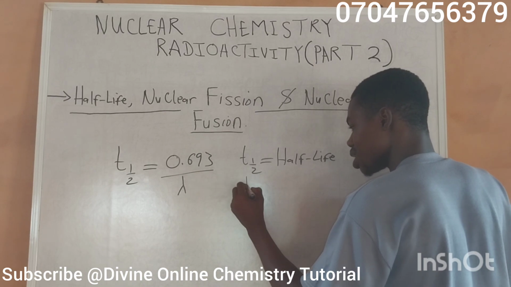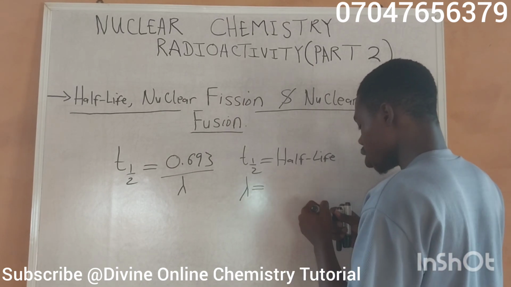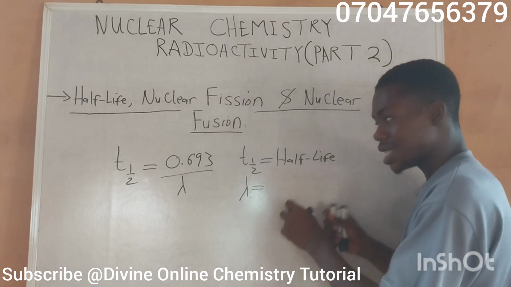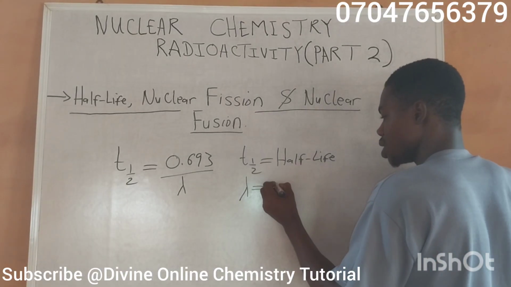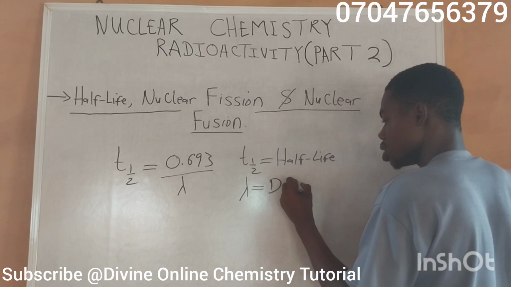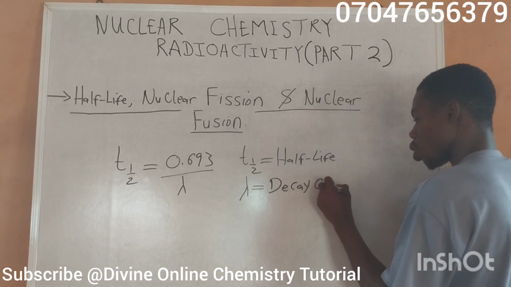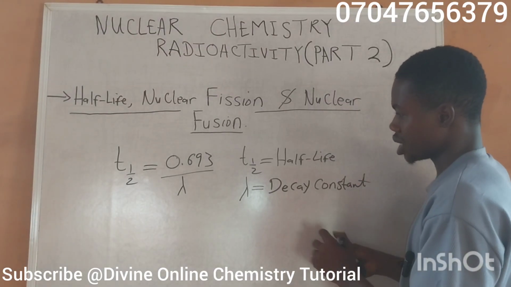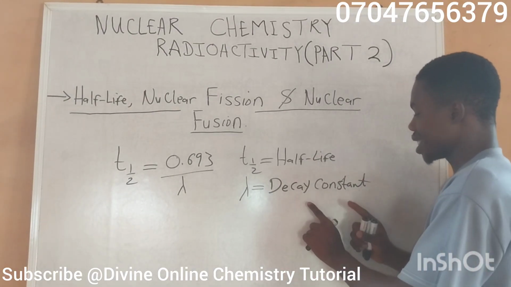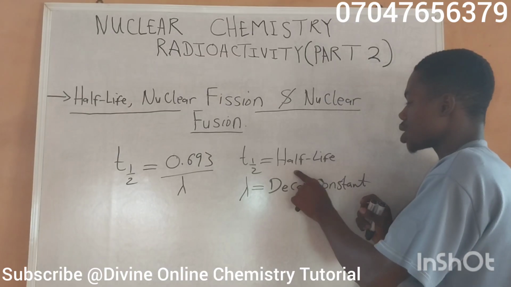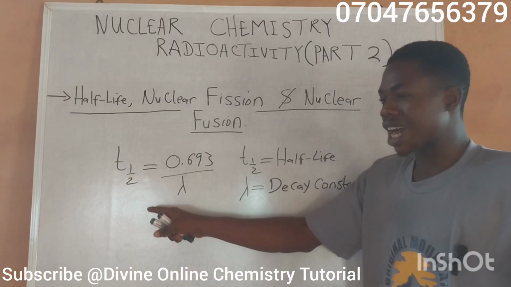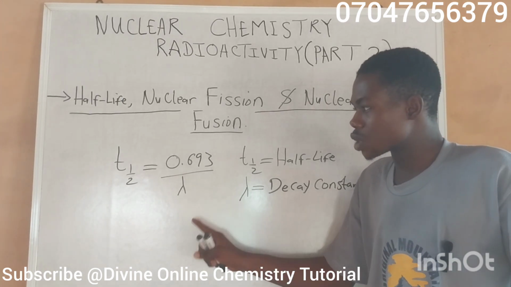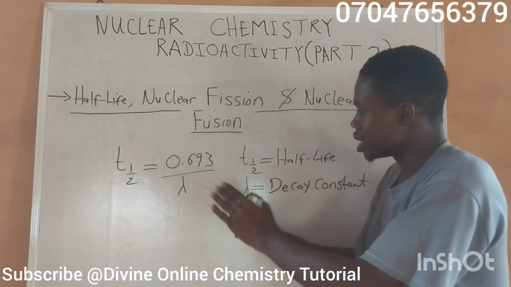This lambda is known as the decay constant. Please take note that under radioactivity, this lambda means the decay constant, while T half means half-life. So with this formula, you can calculate the half-life of a radioactive element. We can also calculate the decay constant, where you are given the half-life. Please take note of this.